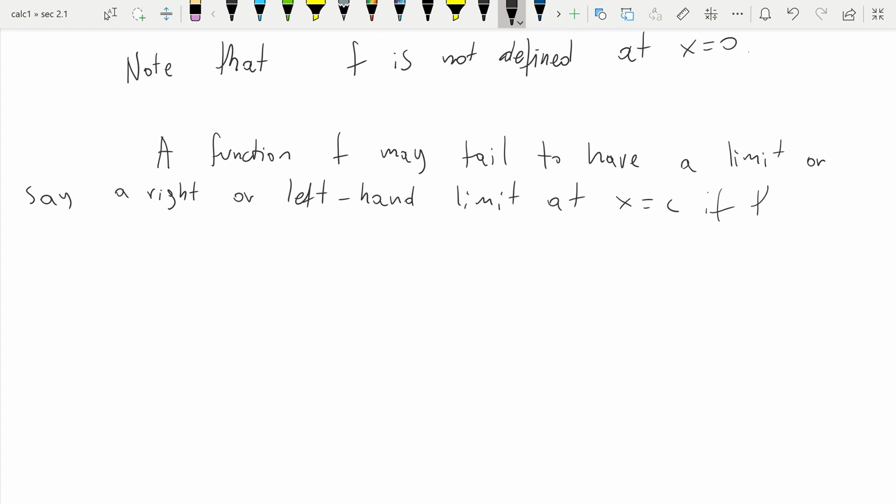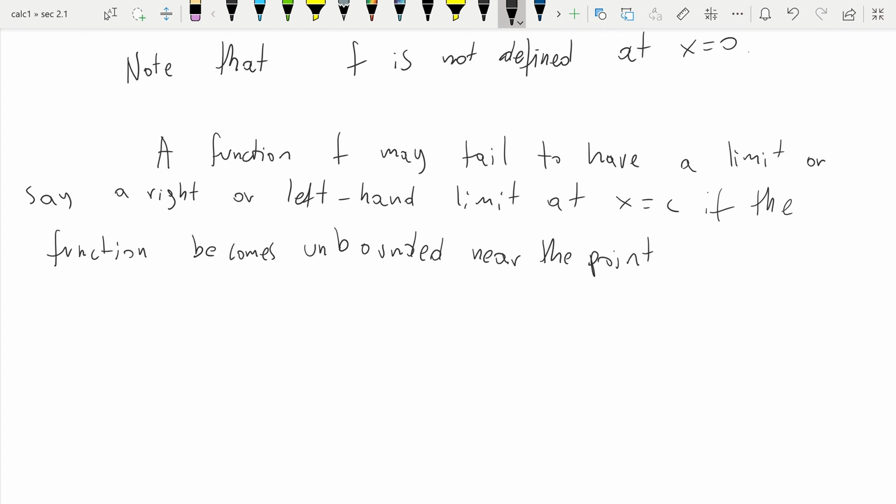If the function becomes unbounded near the point. However, this is not the only thing that could go wrong.